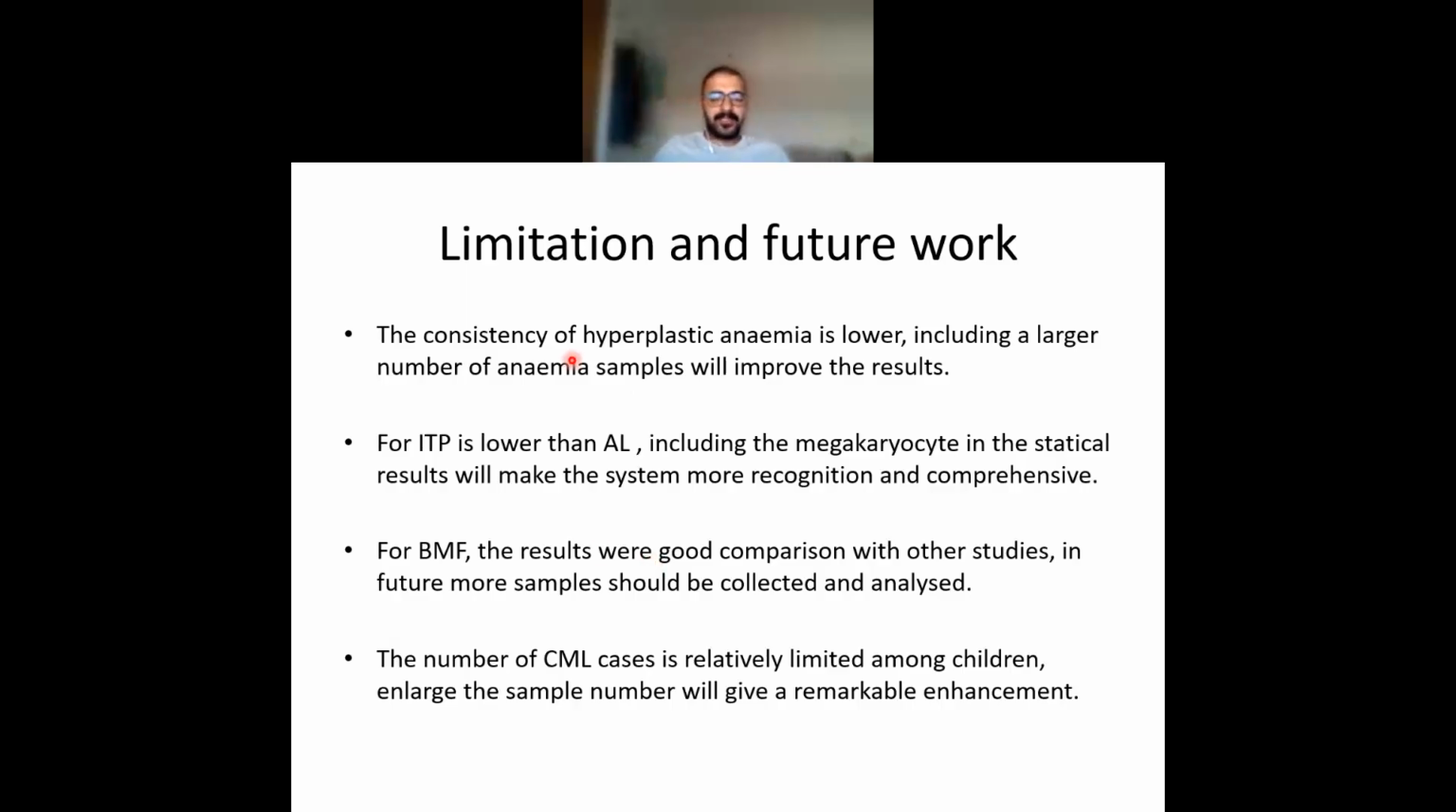For ITP, immune thrombocytopenic purpura, the R square is lower than acute leukemia because in this study they didn't include the megakaryocyte in the blood smear. When the megakaryocyte is included, the system will be more recognizing and comprehensive. And for bone marrow failure, the results were good compared with other studies. So in the future, more samples should be collected and analyzed.